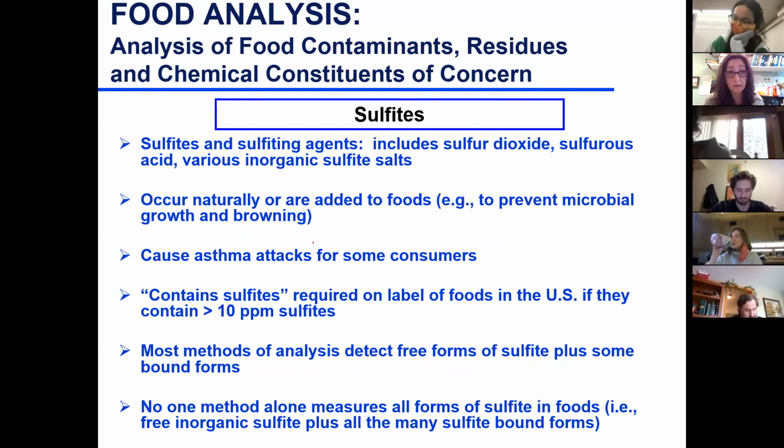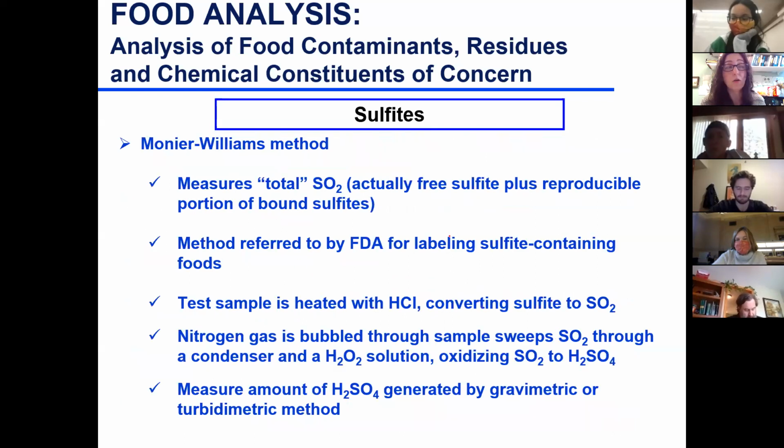So they cause some sensitivity reaction, asthma-like in some folks, and it is required to put on the label whether or not, well, if they have any sulfite level above 10 parts per million, you should put on the label "contains sulfite." So there are different types of method. The most common method is Monnier-Williams. So if you want to remember any method, remember Monnier-Williams for sulfite.